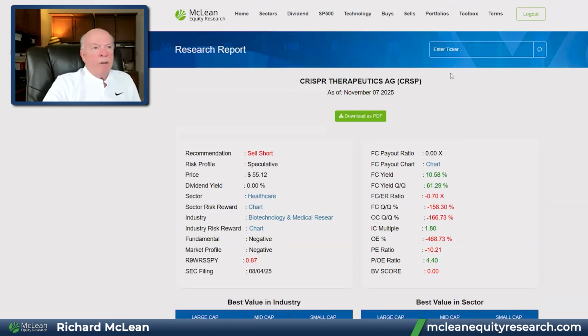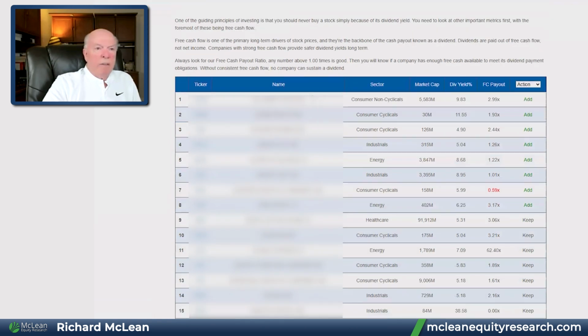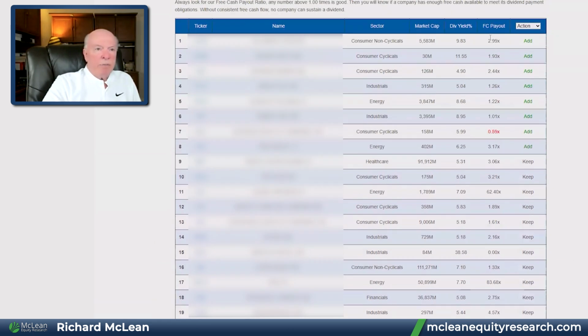Now, another thing that we have is a dividend list. This has a dividend yield above 5. I see this was not at 5, but above 5. And say we have maybe 23 stocks here, and this free cash payout ratio, we take the dividend amount divided by free cash. Well, actually, we take it the other way. We take free cash divided by the dividend amount, and as long as that payout ratio is above 1, we're good.